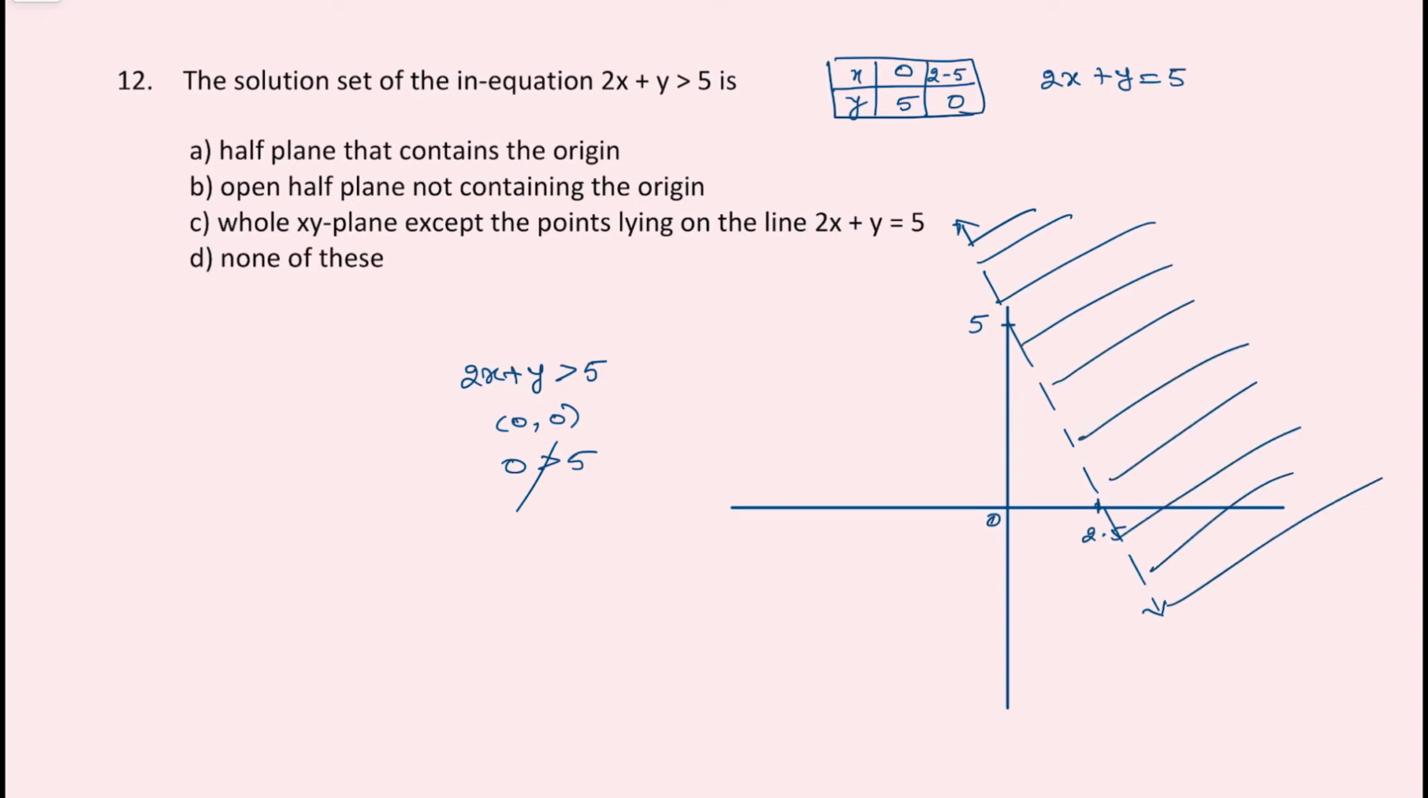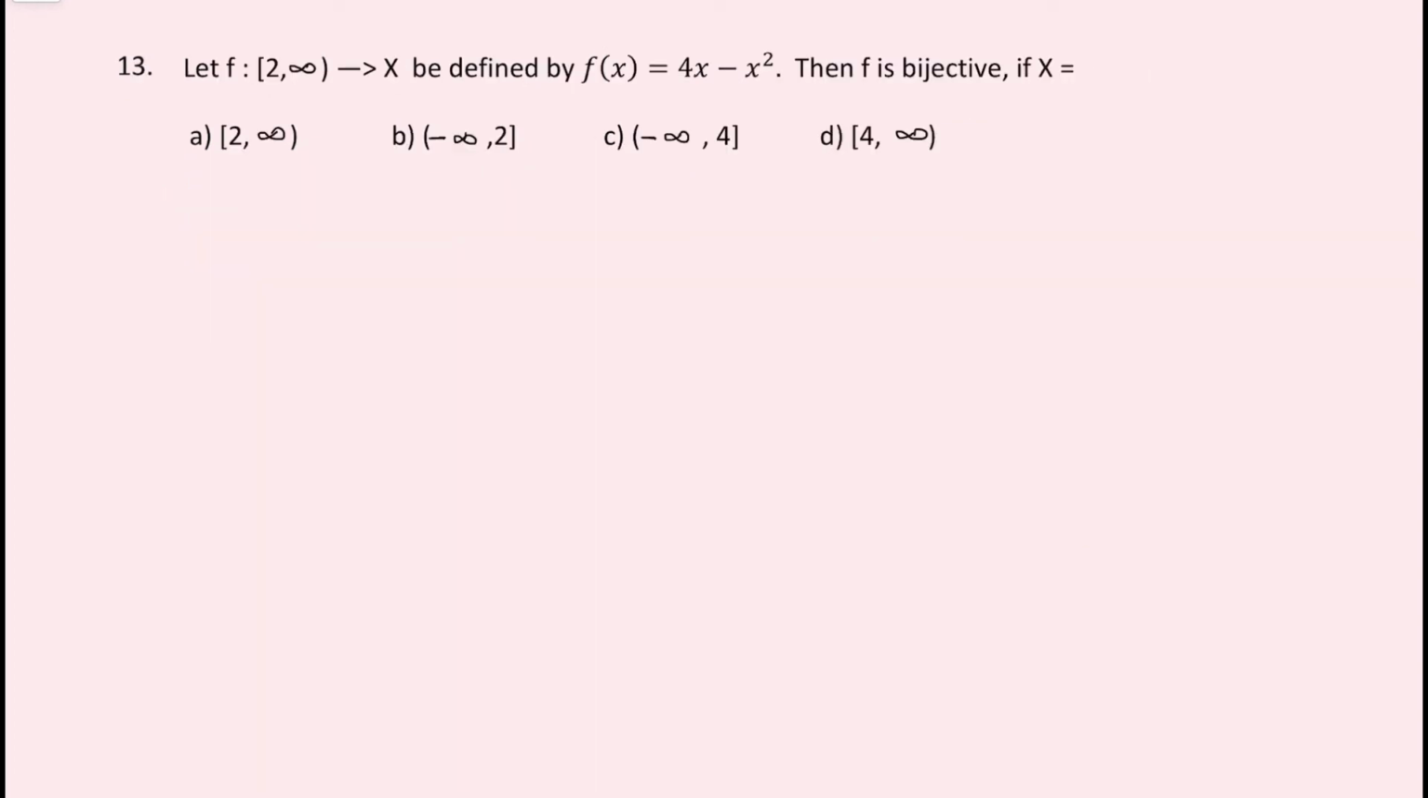A option is half plane that contains the origin. No, it doesn't contain the origin. Open half plane not containing the origin. Yes. B option is the correct option. C is wrong because whole xy plane except the points lying on the line. It's not whole of xy plane. Okay, B option is the correct option.